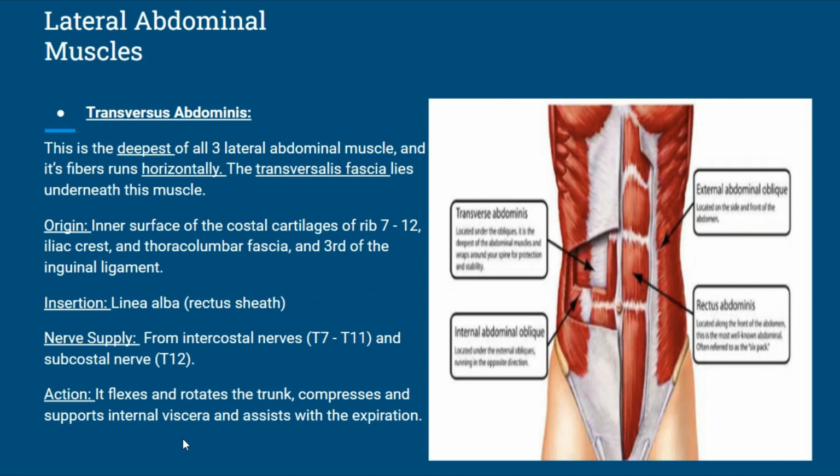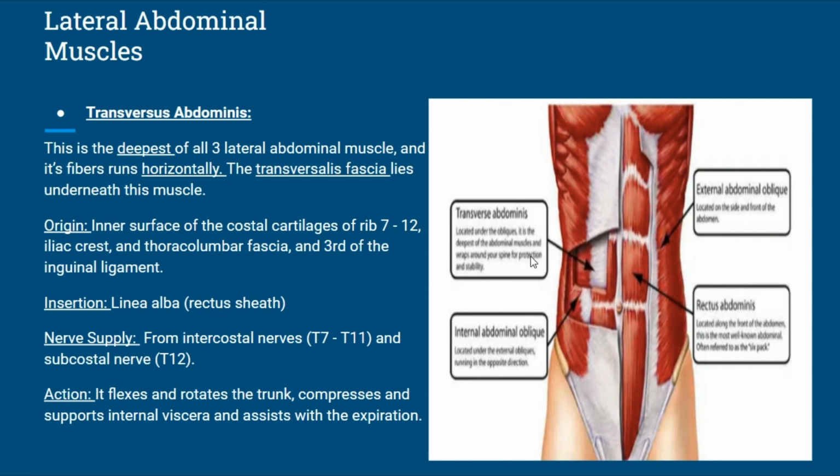The last muscle in the lateral abdominal muscles is the transversus abdominis, and it is the deepest of all three lateral abdominal muscles, and its fibers run horizontally. The transversalis fascia lies underneath this muscle. The origination of this muscle is the inner surface of the costal cartilage of ribs 7 to 12, iliac crest, thoracolumbar fascia, and the third of the inguinal ligament. It is the only muscle of the lateral abdominal muscles that has fibers that run horizontally. The insertion point is the rectus sheath.